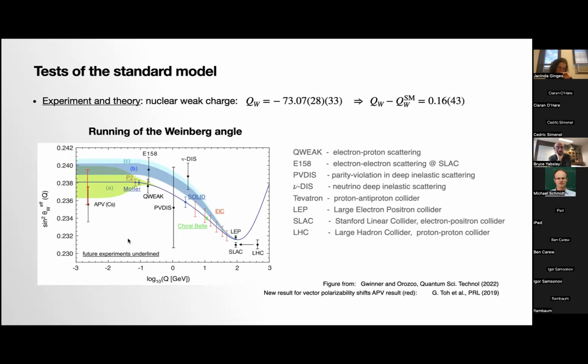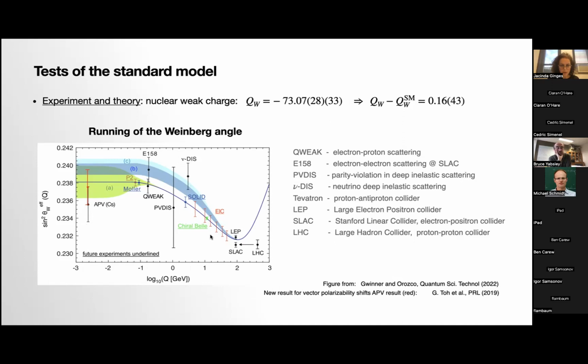This here is showing a plot of the Weinberg angle, sine squared theta W, the weak mixing angle, as a function of momentum transfer in the experiment. Atomic parity violation corresponds to the lowest momentum transfer test of this Weinberg angle. The black line shows you the prediction of the standard model, and the various black bars show you experiments that have already happened. The LHC result is, by the way, just shifted off there, so it's not overlaying on the SLAC result.